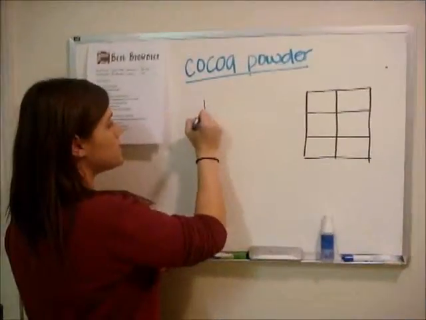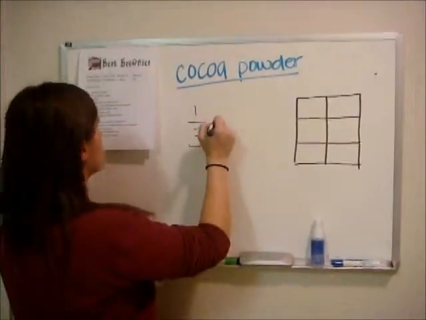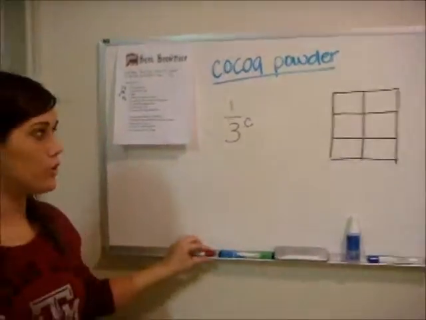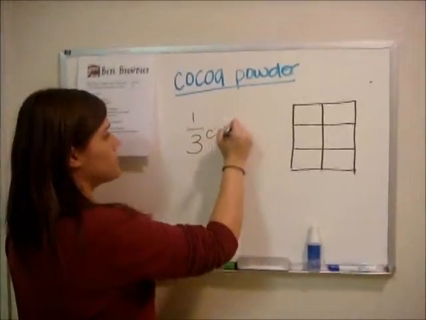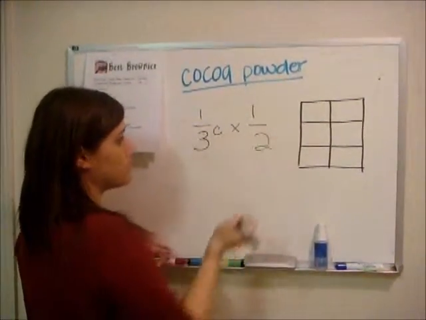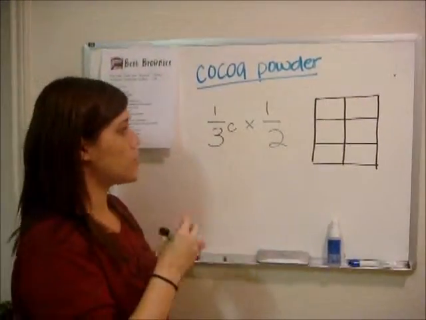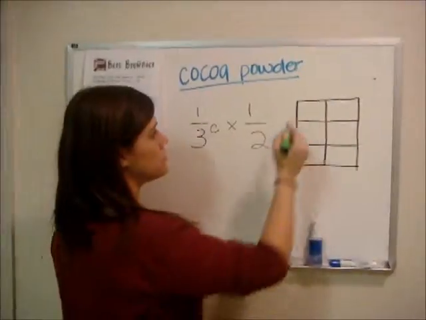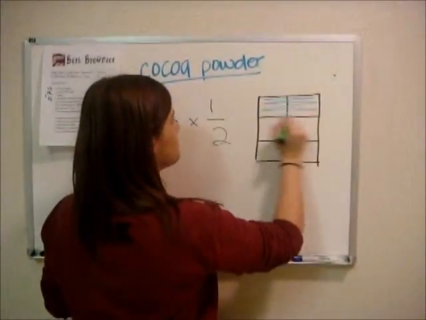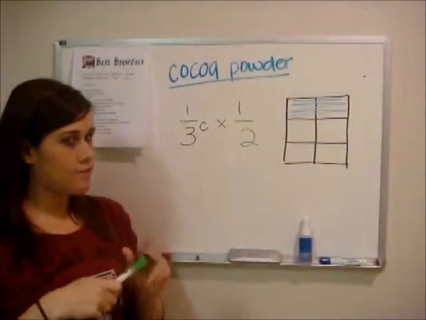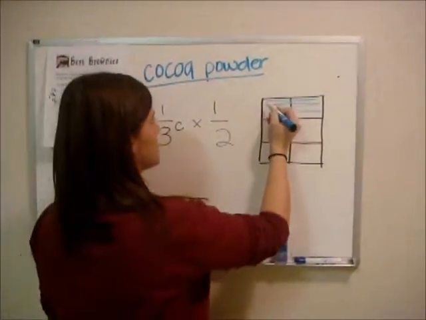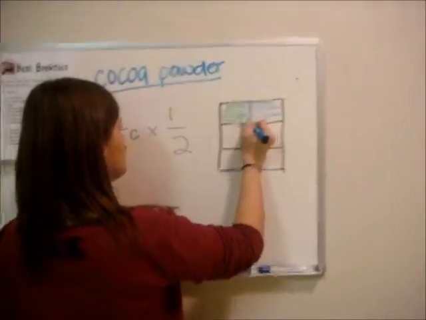So the original recipe said we needed 1/3 cup of unsweetened cocoa powder, but for our new recipe, we know we need 1/2 that amount. So using the models like we did before, I'm originally going to shade 1/3 of my model. And then I only want half of that amount. There's 2 squares. I'm just going to shade 1 of the 2.